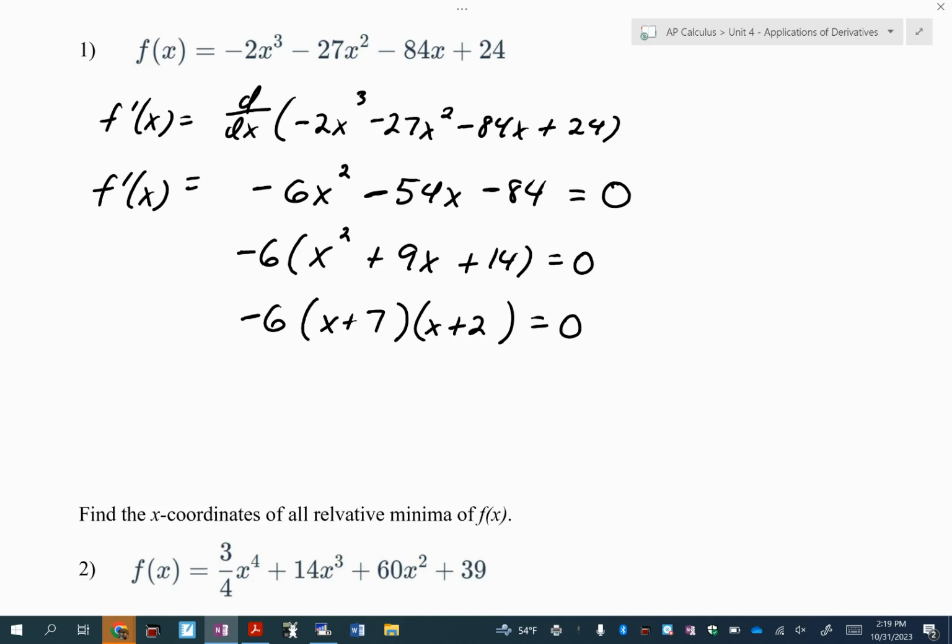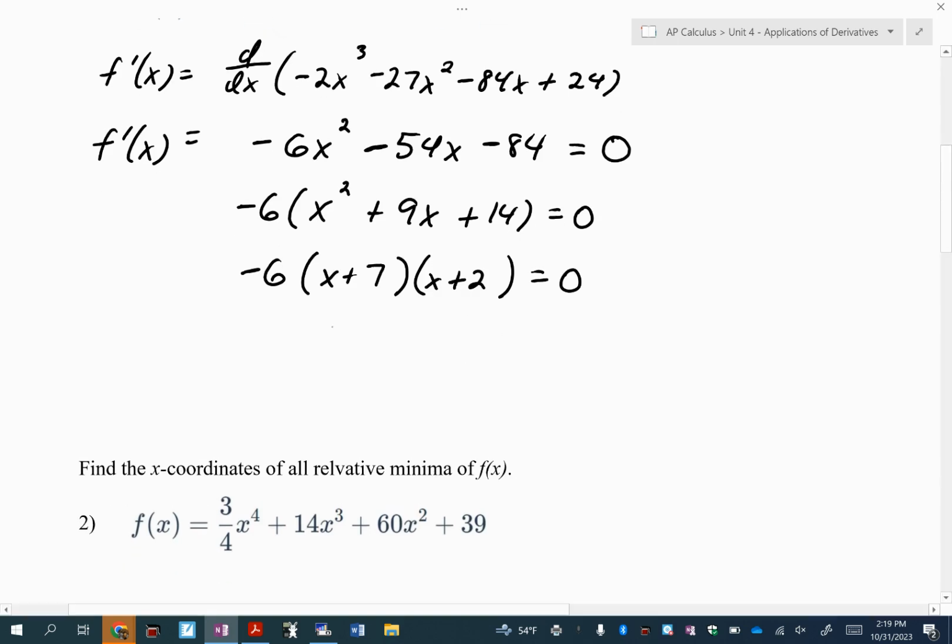Everyone okay? Now, I mentioned this last week. Is there an x with this negative 6 out front? No. So I'm not going to erase it, but do I care about it right now? No. I only care about the stuff that's going to make it 0. So what's going to make each of these 0? These are called critical points. I need to make a song.